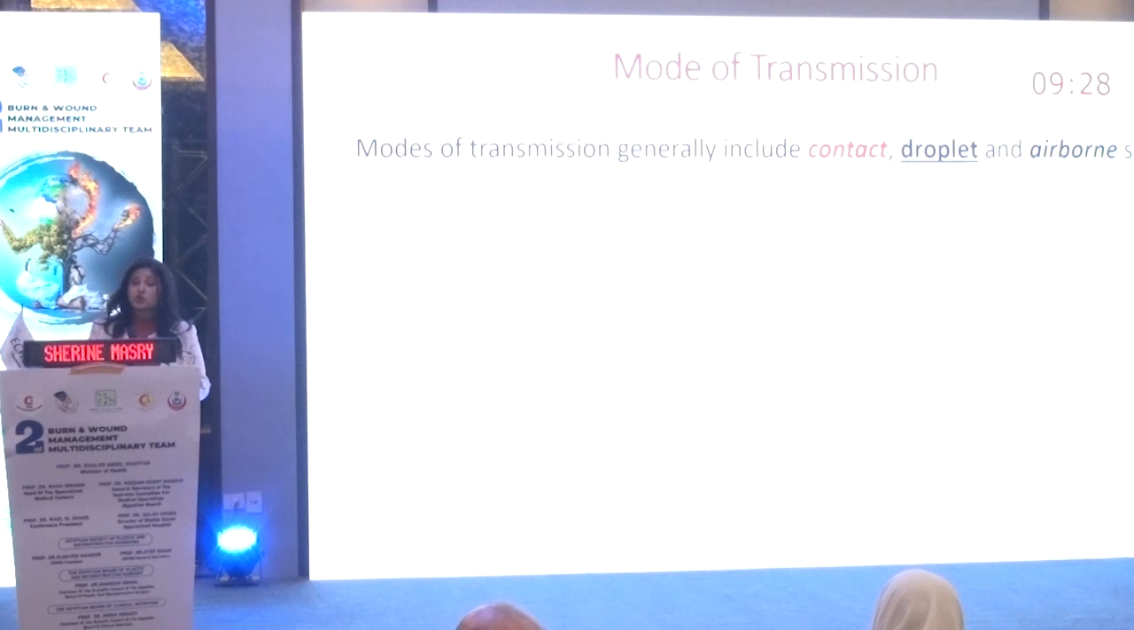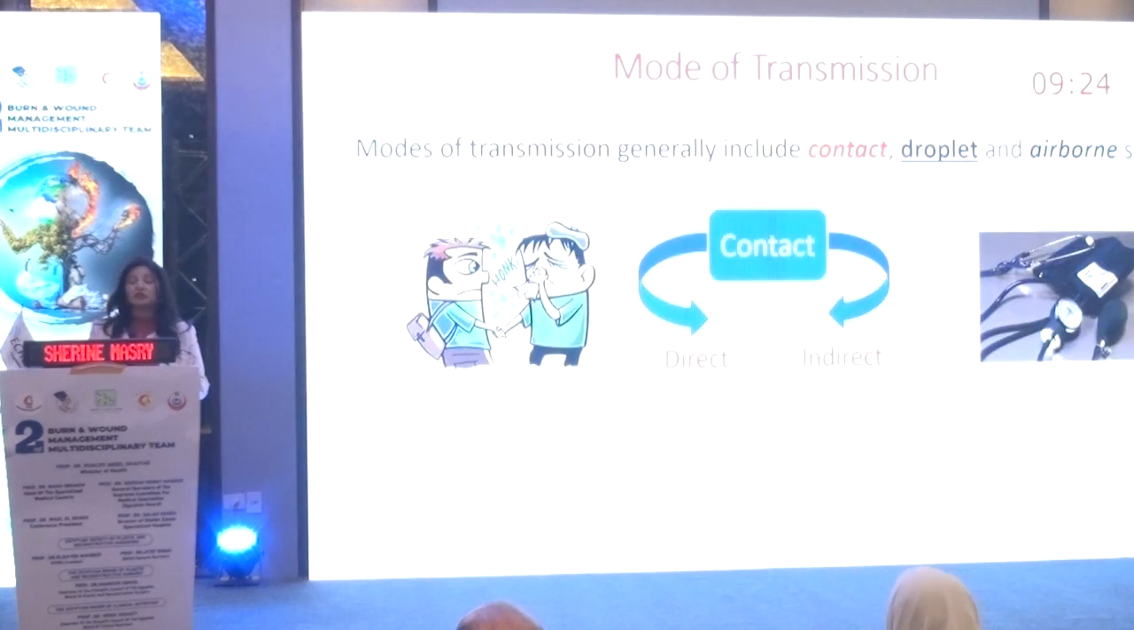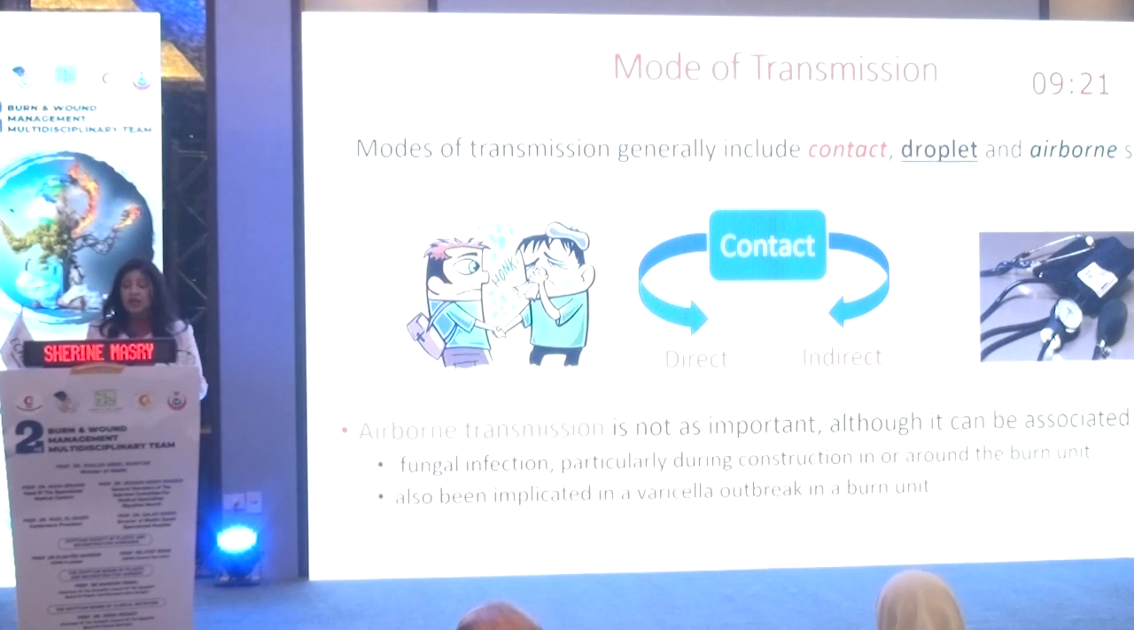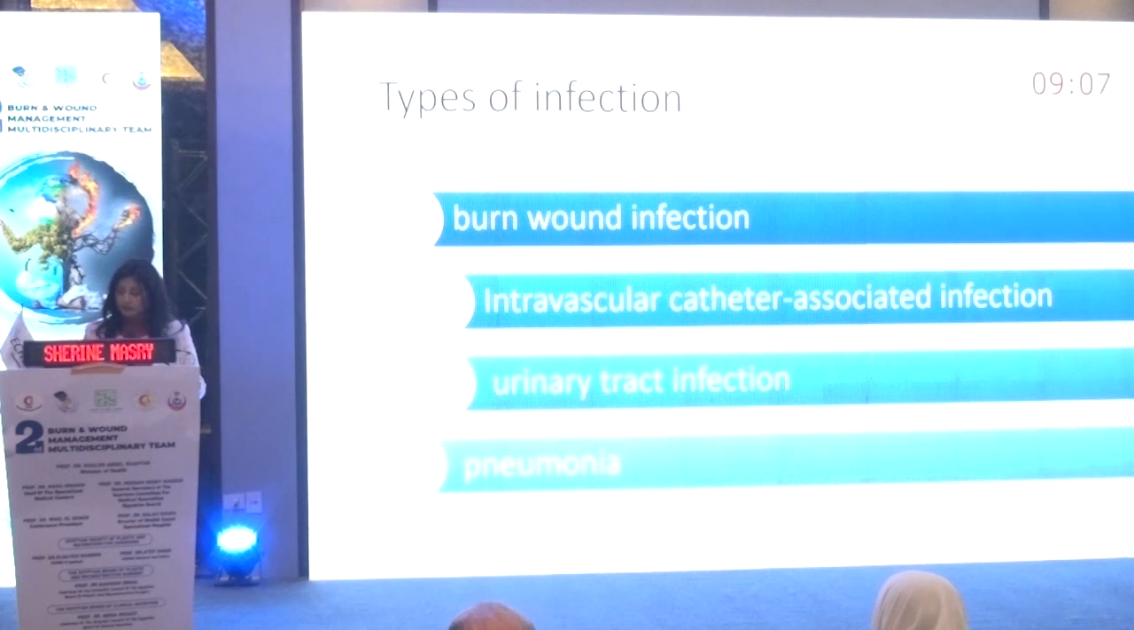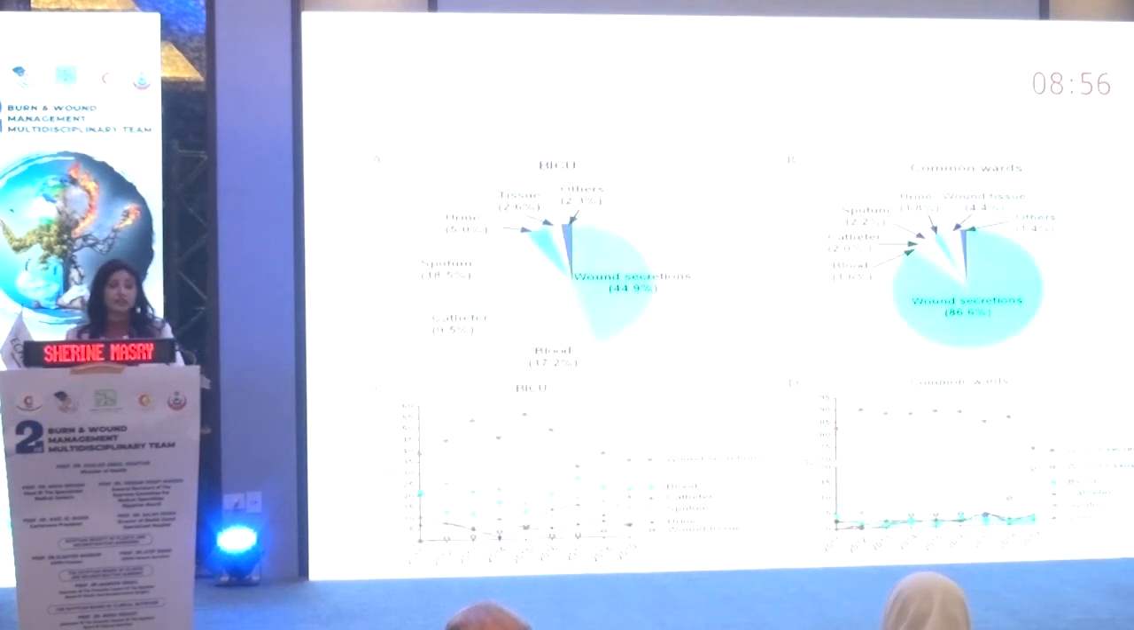The mode of transmission is mainly contact, whether direct or indirect. Droplet may play a role, but minimal. Airborne, which is the neglected part, is not very important yet. It helps in the dissemination of fungus and has caused many varicella outbreaks in the burn unit, in which the patient is already having breaks in the skin. As for the type of infection, we mainly focus on burn wound infection, central line infection, urinary tract infection, and pneumonia.